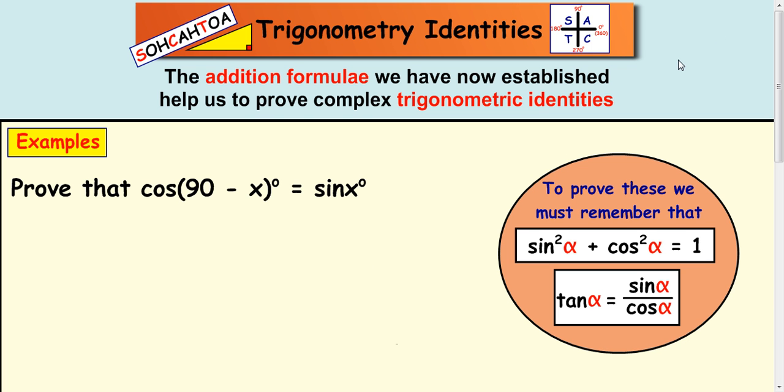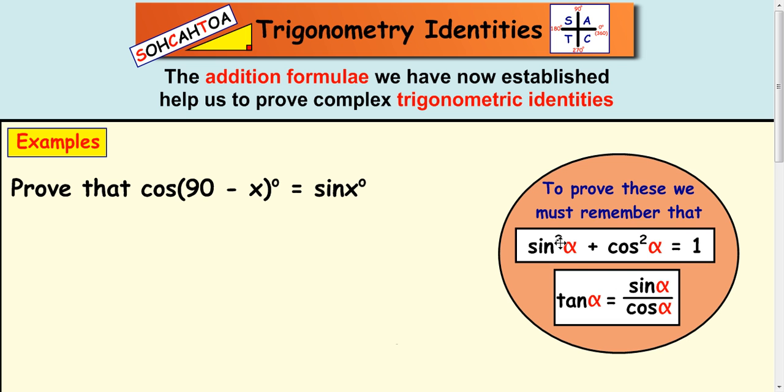In this lesson we're going to look at how to use the addition formula to prove some complicated trigonometric identities. So to start with, the main thing to remember is these two trig identities from earlier on in fourth year: sine squared alpha plus cos squared alpha equals 1, and also tan alpha equals sine alpha over cos alpha.